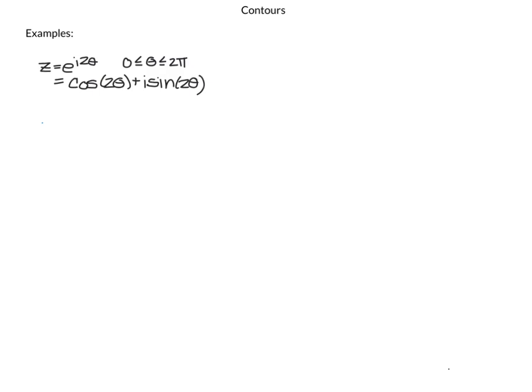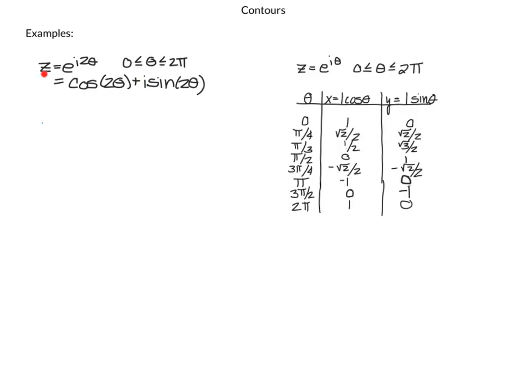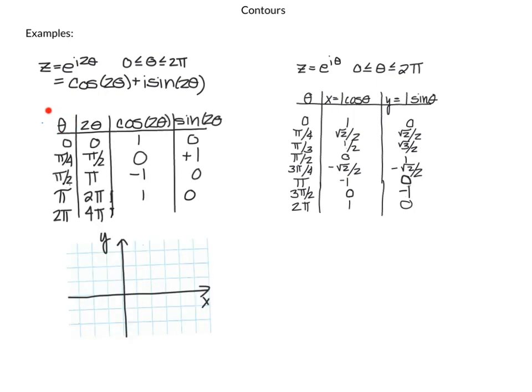This next example is z equals e to the i 2 theta, which I rewrote using Euler's identity as cosine 2 theta plus i sine 2 theta. Because this problem is related to z equals e to the i theta, I wrote the table here for e to the i theta. Now I'm going to fill in my table for 2 theta. When theta is equal to 0, 2 theta is 0, so for cosine and sine I get (1, 0).